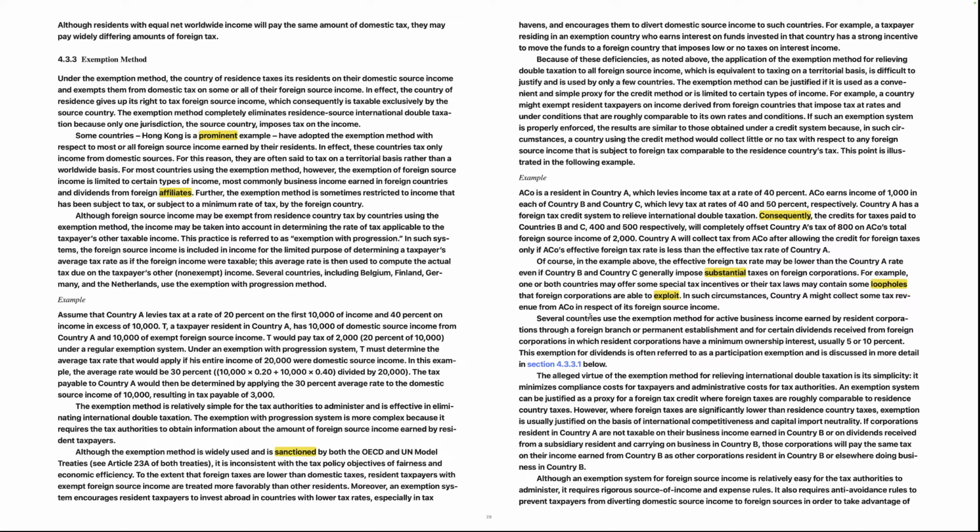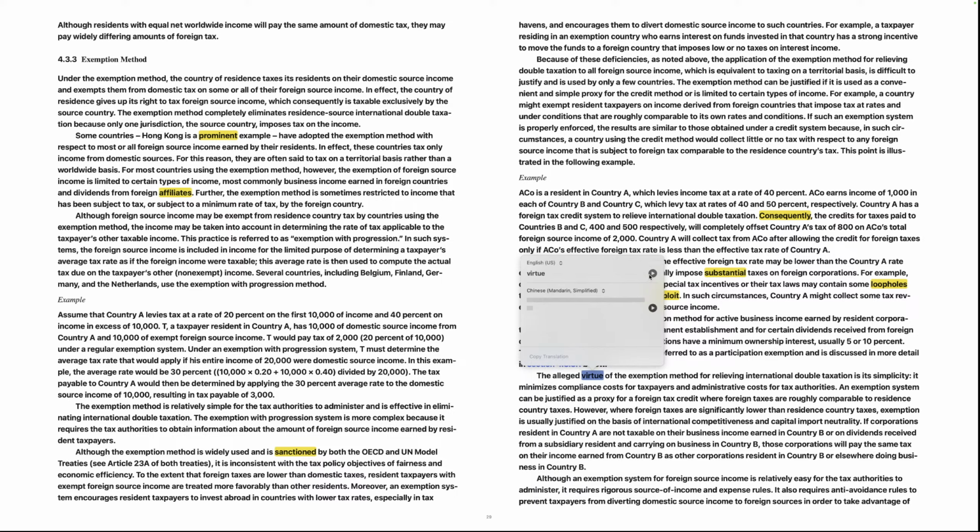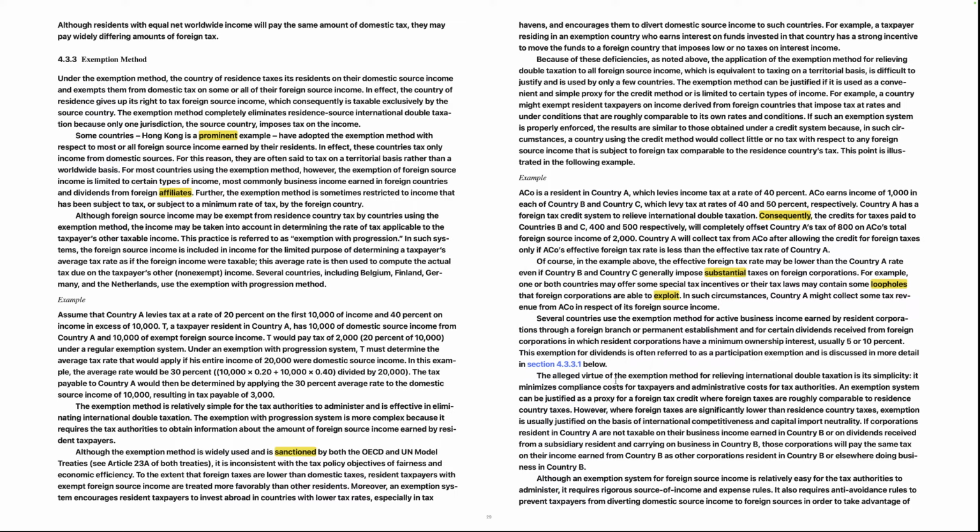The alleged virtue of the exemption method. Virtue, that is, merit. The alleged virtue of the exemption method.